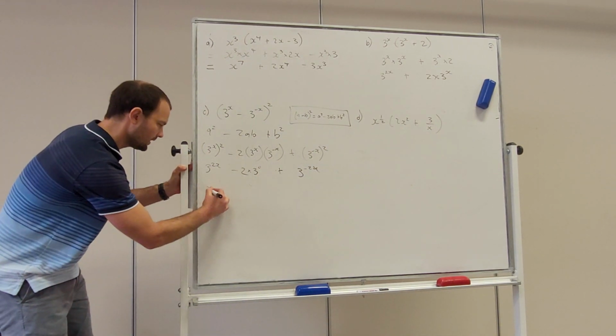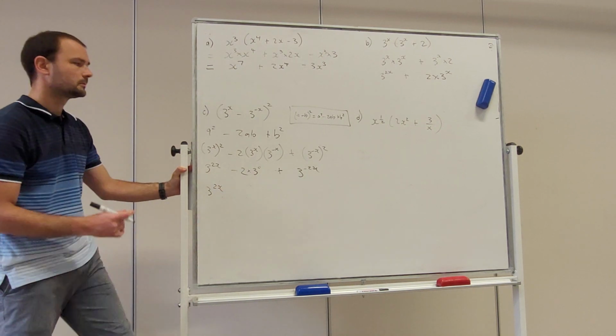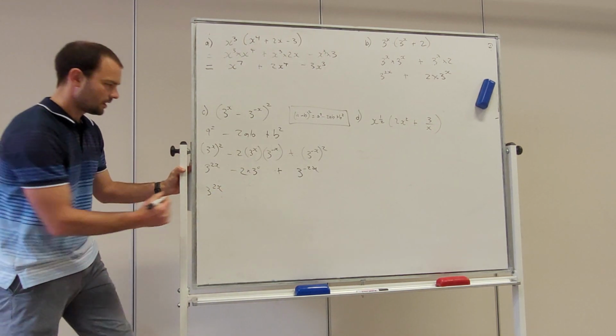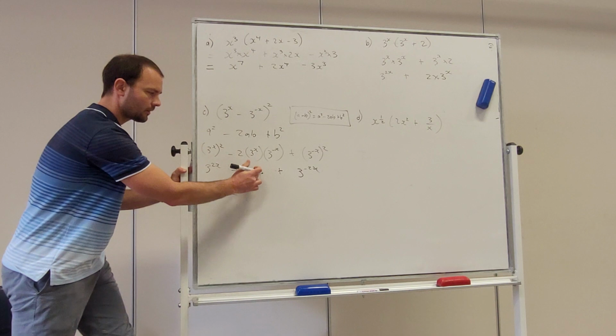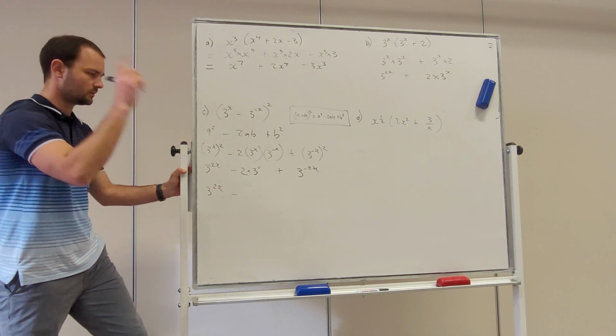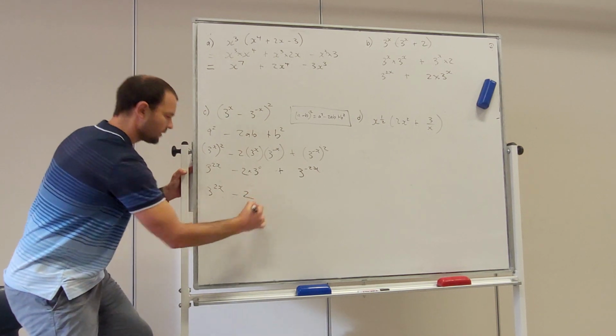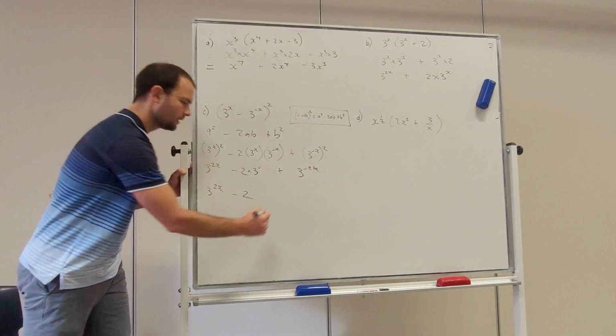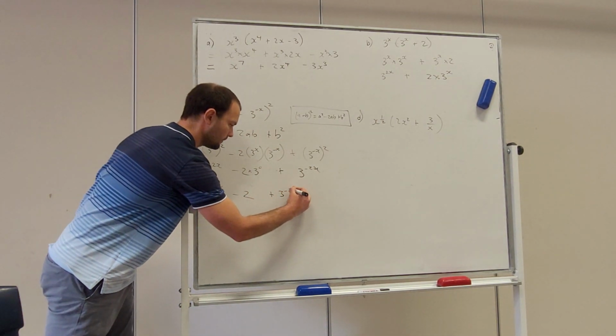Okay, so here, 3 to the 2x. And then here, 3 to the power of 0 is 1. Any number to the power of 0 is 1. That's the zero index law. So there we have this minus 2 just hanging out. And then over here, 3 to the minus 2x.